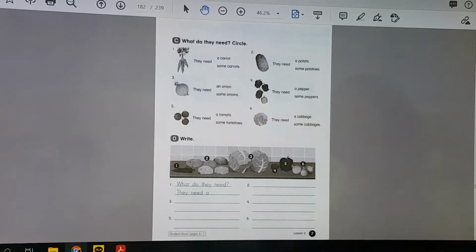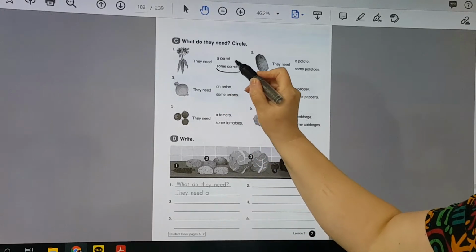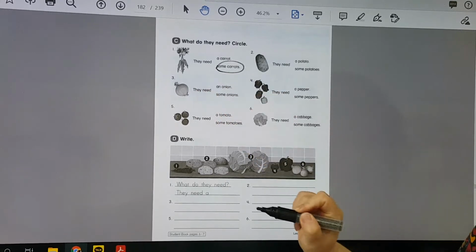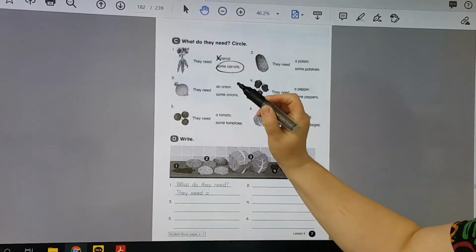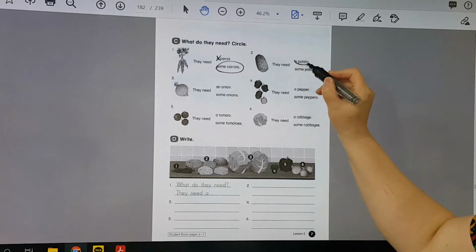Let's look at the picture. What do they need? All right, they need some carrots. Very good. 1, 2, 3 carrots. So it can't be a carrot. It has to be some carrots. Number 2, what do they need? Very good. They need a potato.